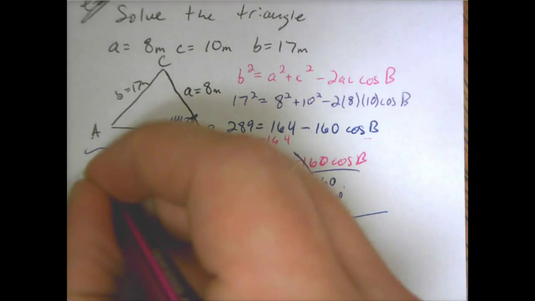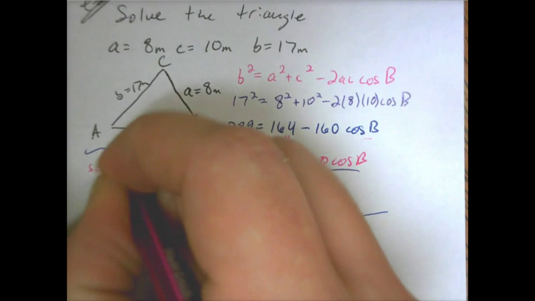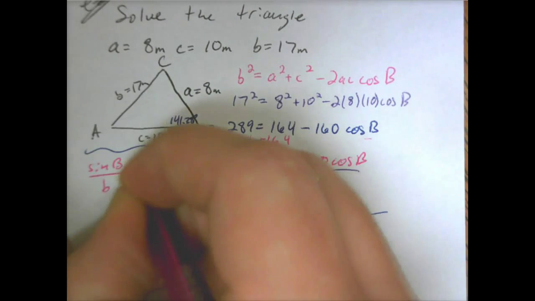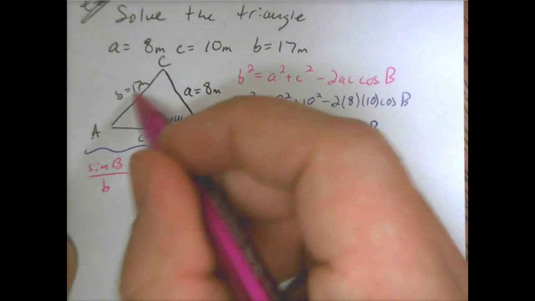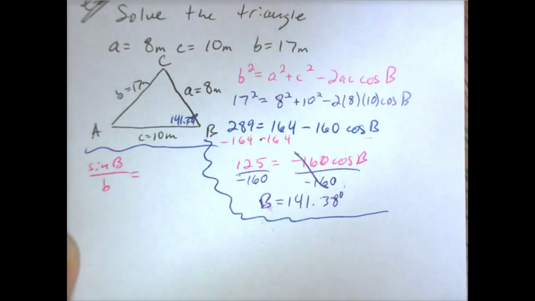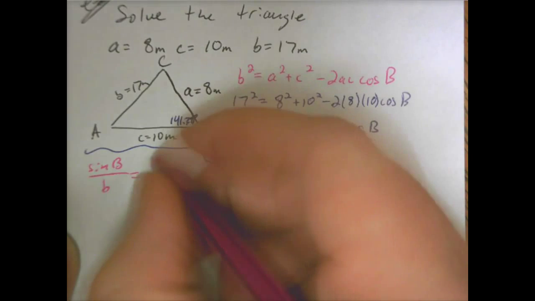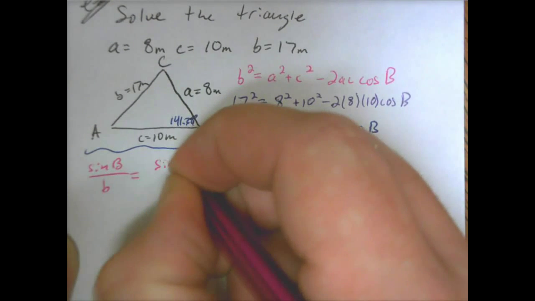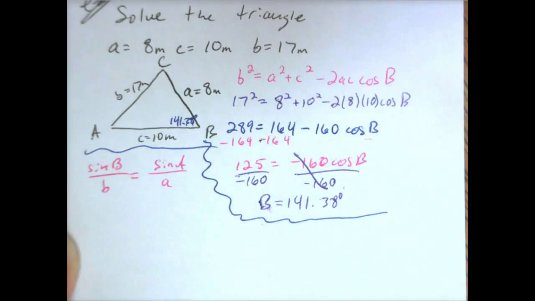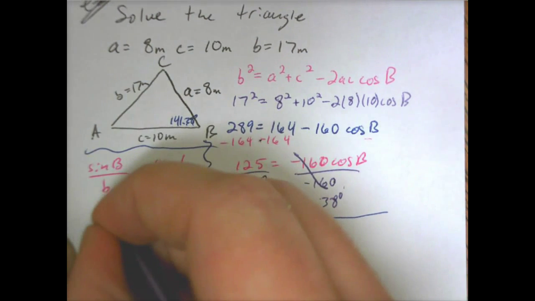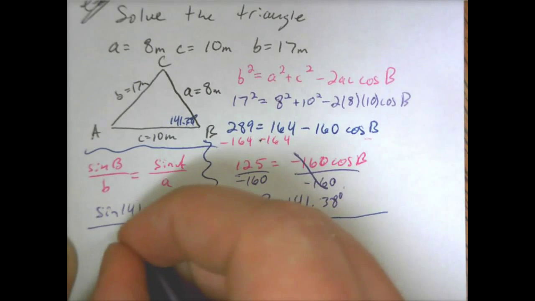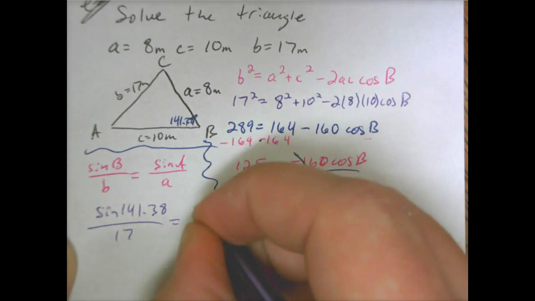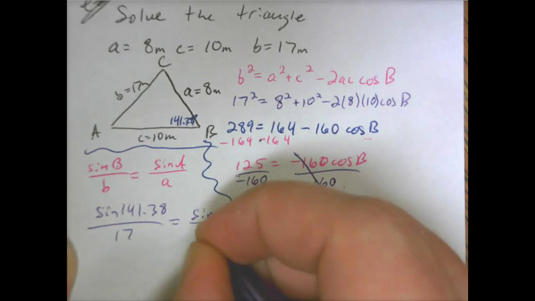So we can use sine B over B. It doesn't matter which one you find now. You can find A since it's smaller, you can find C, but your largest angle has already been found, so the other two are going to be smaller than 90 degrees, so it's fine. Makes no difference. But if we use sine A over A, it's just a matter of setting this up, so I have sine of 141.38 over 17, sine A over A is 8.